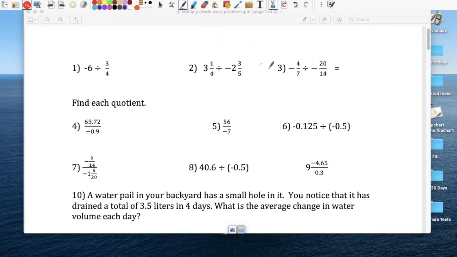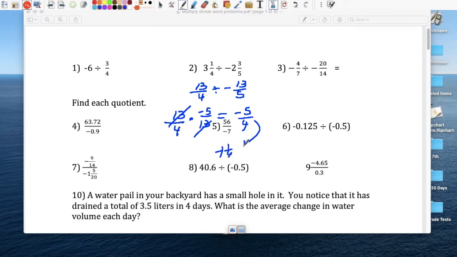So again, just reviewing the procedural part of division of fractions. This is 13/4 divided by -13/5. Again, let's change that to a multiplication problem: 13/4 times -5/13. Look how easy that is. These two can simplify, and you get -5/4. So yes, you can leave it like this, but if it's a multiple choice question and one of your answers is -1 and 1/4, you know that that would be the same as that.